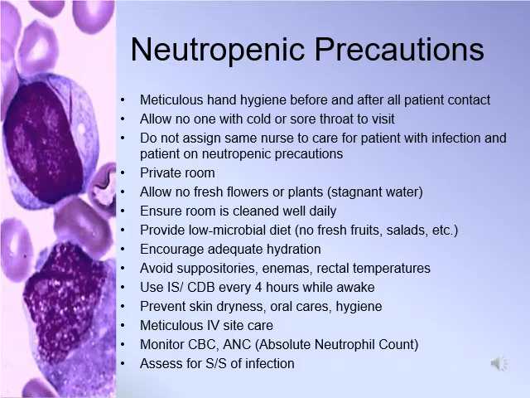Neutropenic precautions, also known as protective isolation. We've covered this in the cardiac hematology area. This is just an absolutely important need-to-know item. This is all of the things from as simple as hand washing, to private rooms, to not having people visiting that are sick, to wearing a mask, to no fresh fruits, salads, and vegetables. So a low microbial diet.